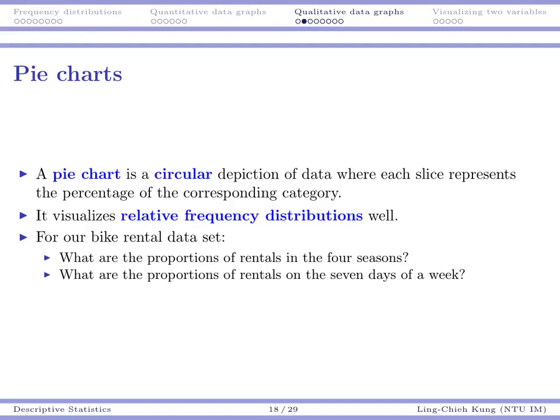And the most useful thing is to visualize relative frequency distributions. So we're going to see what's the proportion of this particular category within the whole distribution. To give you some examples for our bike rental dataset, suppose we want to visualize the proportions of rentals in the 4 seasons, or the proportions of rentals on the 7 days of a week. We can try to use pie charts.